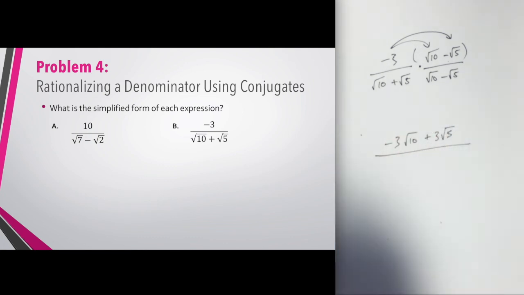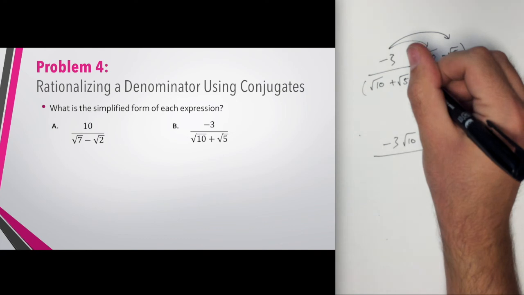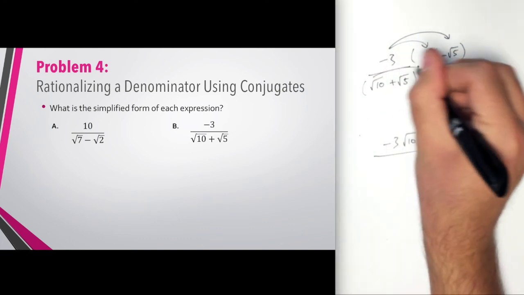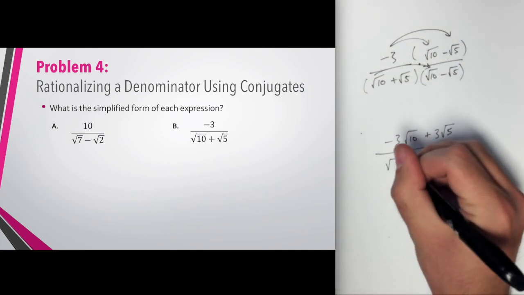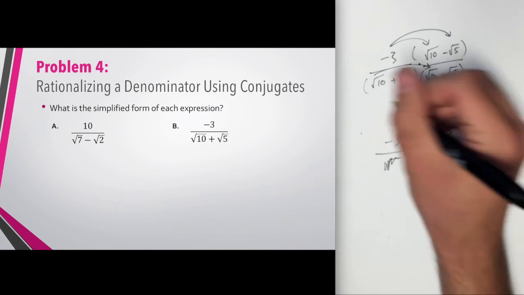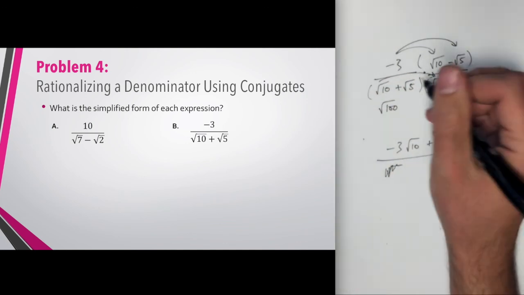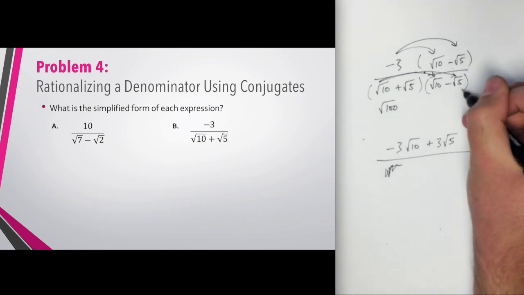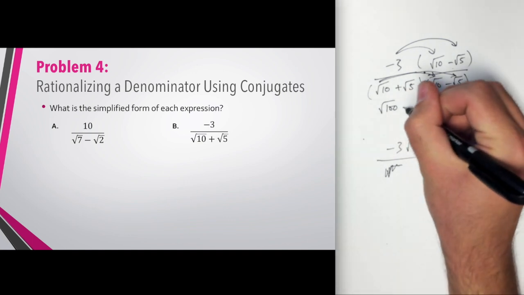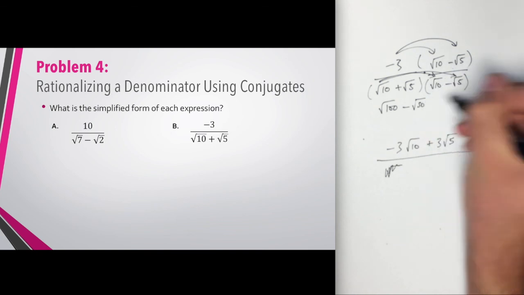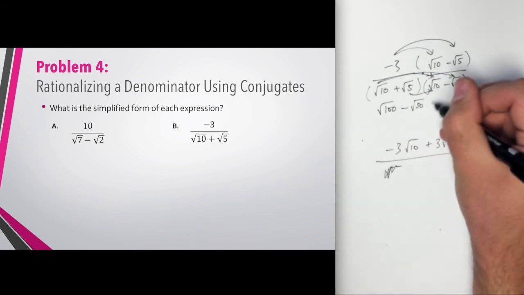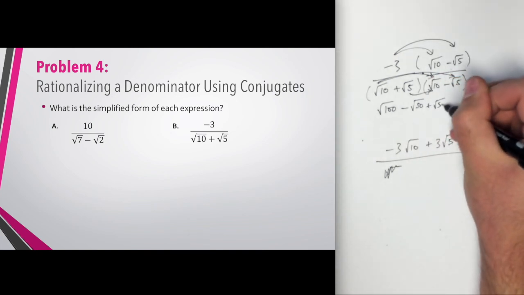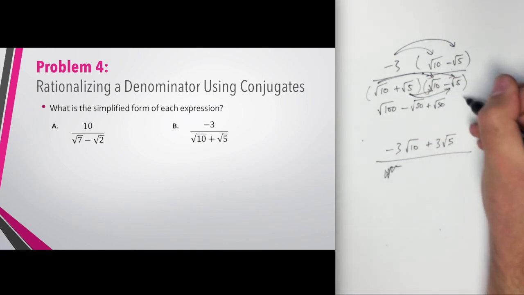And then on bottom, we need to do our FOIL. So 10 times 10 is the square root of 100. Outer would be square root of 10 times the negative square root of 5. So that would be negative square root of 50. Inner, positive square root of 50. And last, negative square root of 25.